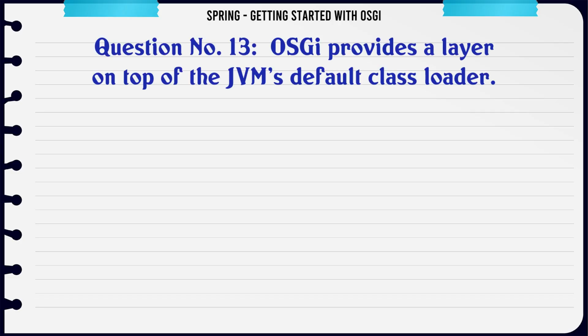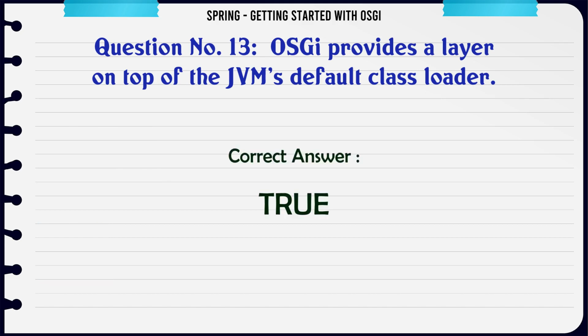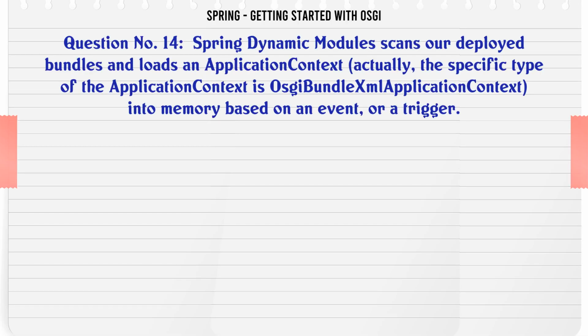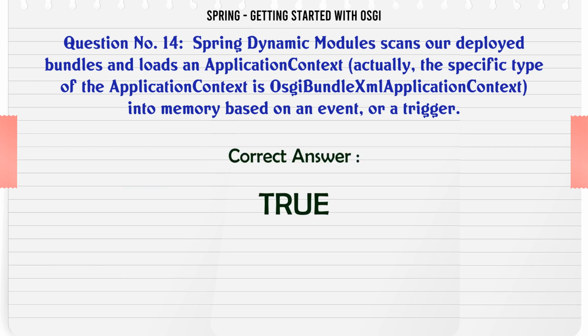OSGi provides a layer on top of the JVM's default class loader. A. True, B. False. The correct answer is true. Spring Dynamic Modules scans deployed bundles and loads an application context, actually the specific type of the application context is OsgiBundleXmlApplicationContext, into memory based on an event or a trigger. A. True, B. False. The correct answer is true.